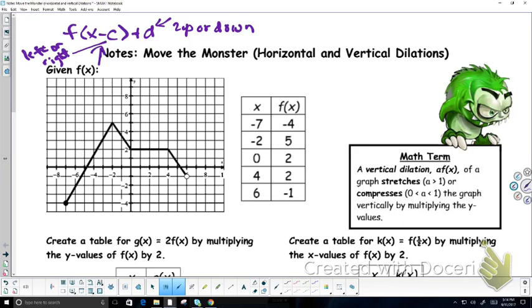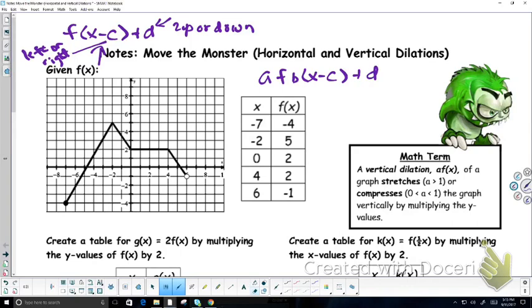So now we're going to add 2. So now we've got a f of b, x minus c plus d. So we've done c and d. Now we're going to talk about a and b.